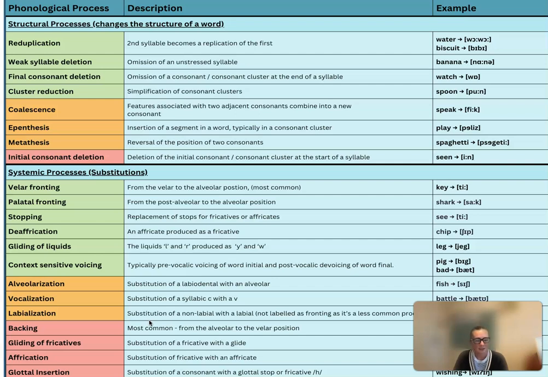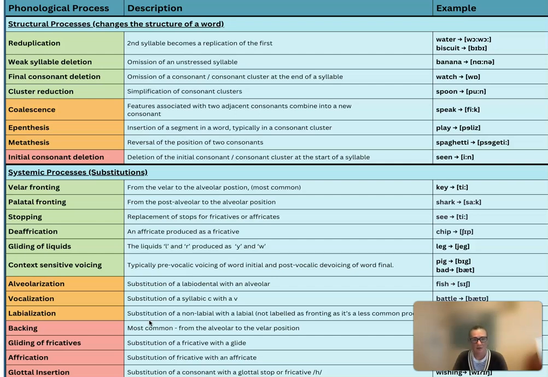Then you have weak syllable deletion. That is omission of an unstressed syllable. A lot of people get confused between weak syllable deletion and final consonant deletion, so hopefully this will clear those up. If it's weak syllable deletion, it's usually that an unstressed syllable in a 2, 3 or 4 syllable word has been omitted, the whole syllable. So on a word like banana, it would be nana.